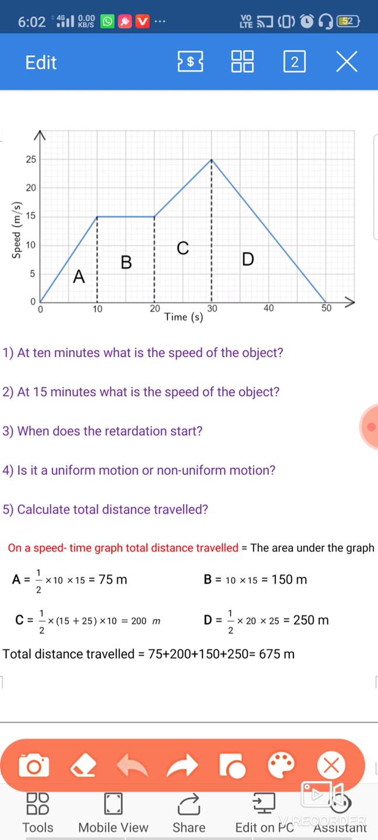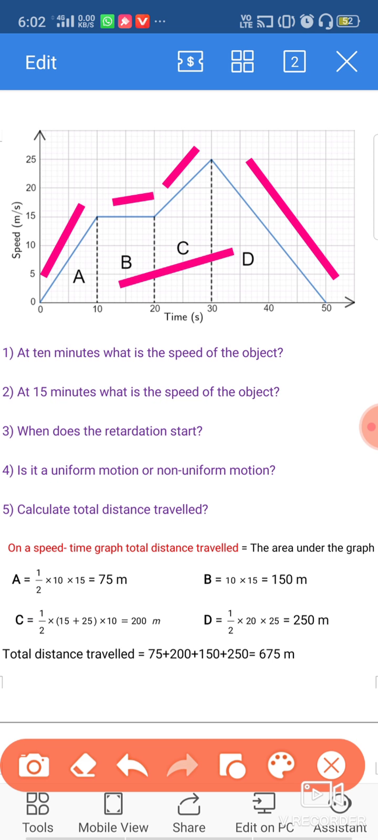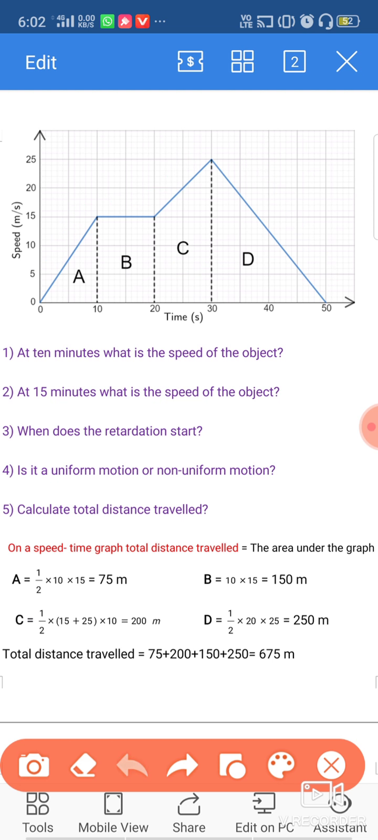Calculate the total distance traveled. You must remember, in a time-speed graph, the area under the curve is what we must find out. That shows the total distance traveled by the object. So the first one is a triangle.